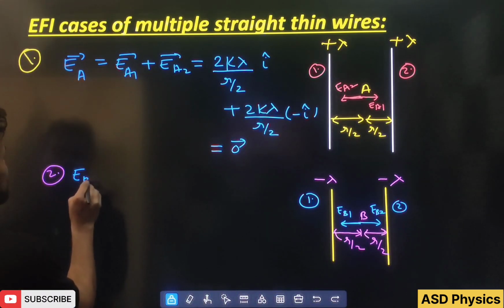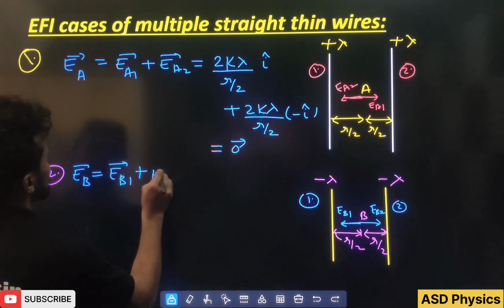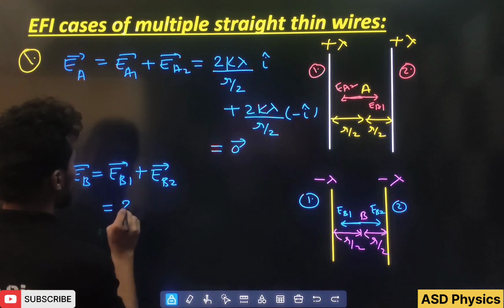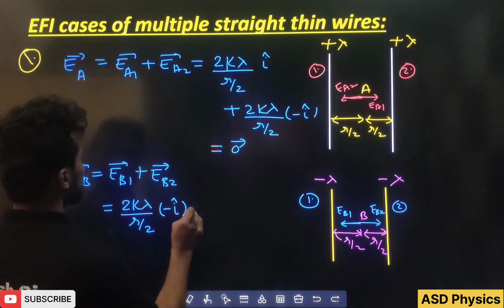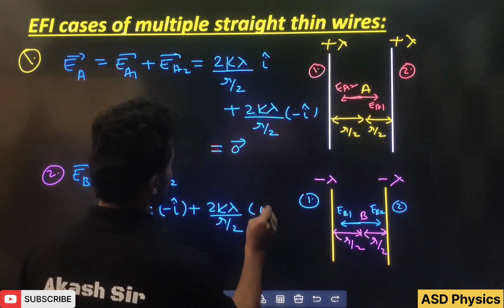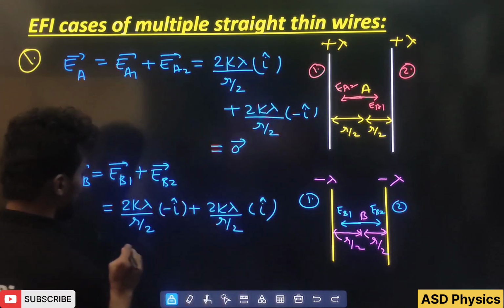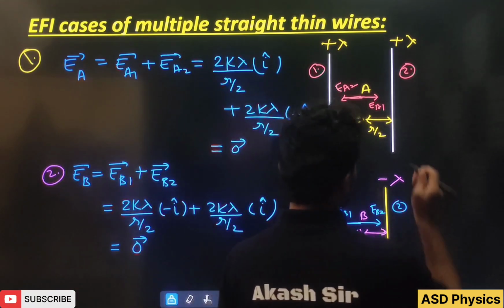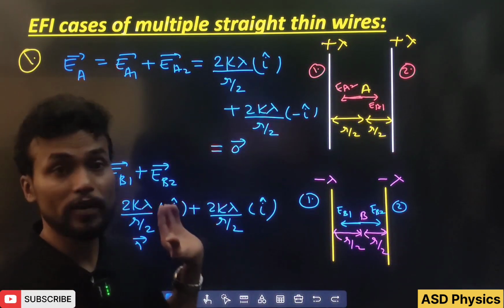So if I write EB equals EB1 plus EB2, now EB1 in vector form is 2k lambda by R by 2 with minus I cap, direction reversed, plus 2k lambda by R by 2 with I cap. Again it will cancel out here, so it will come to 0. Now you can see when both are plus lambda or both are minus lambda, the electric field at the center point is 0.